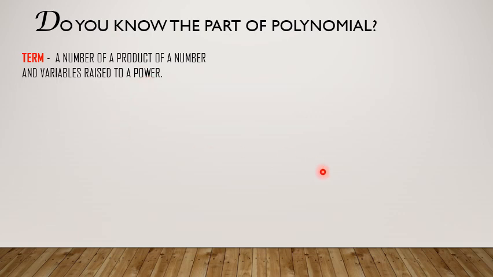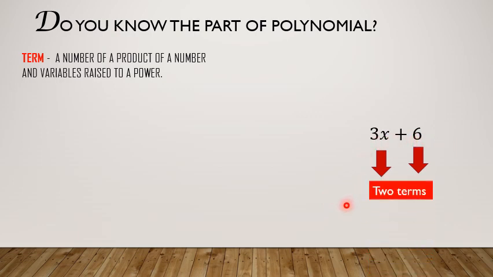So, this is the example: 3x plus 6. How many terms are there? 2 terms. Let's say 1, 2. Okay, so yan po ay 2 terms.